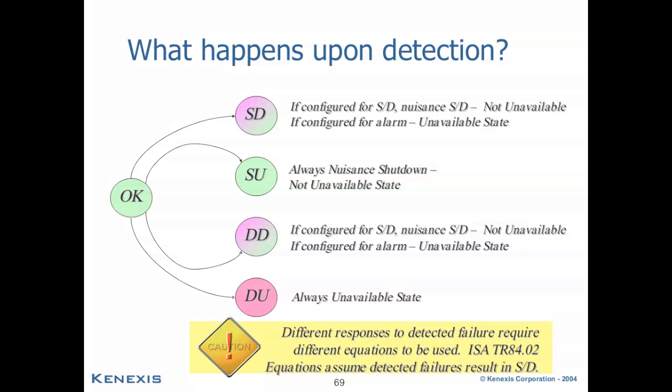Now, different responses to the detected failures require different equations to be used. And specifically, ISA TR 84.02 equations assume that your detected failures will result in a shutdown. So you may need to take special consideration in cases where that is not the case.